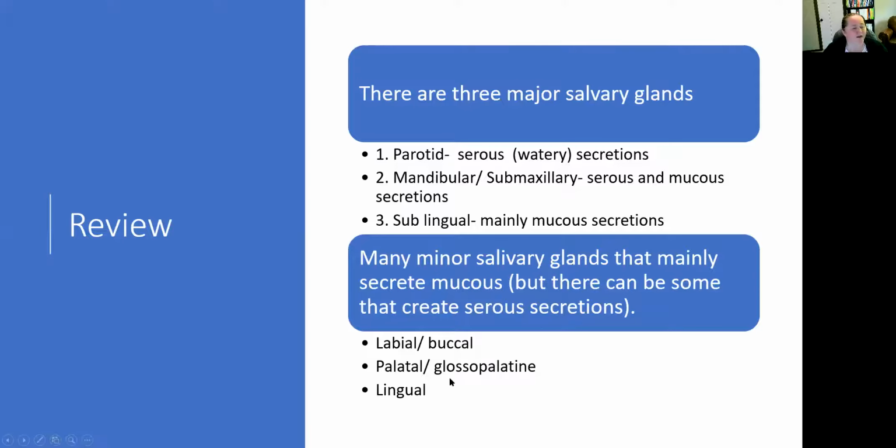Has anybody ever had what's called a mucocele? No? Okay. So a mucocele is where one of these minor salivary glands gets traumatized and plugged. And it's just a really thin, watery, saliva-filled little bubble that appears on your labial mucosa. It's usually on the labial mucosa because people chew their lip sometimes. And so you'll find them right down here.